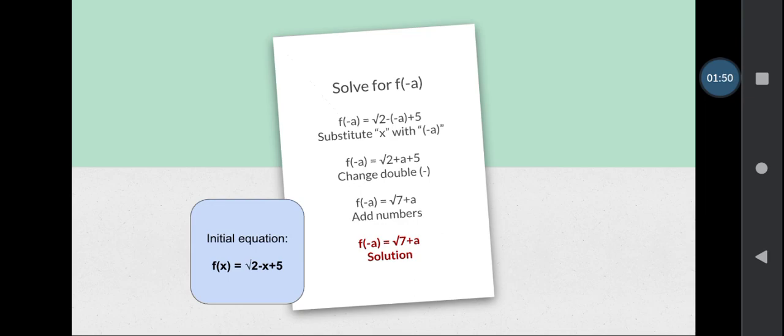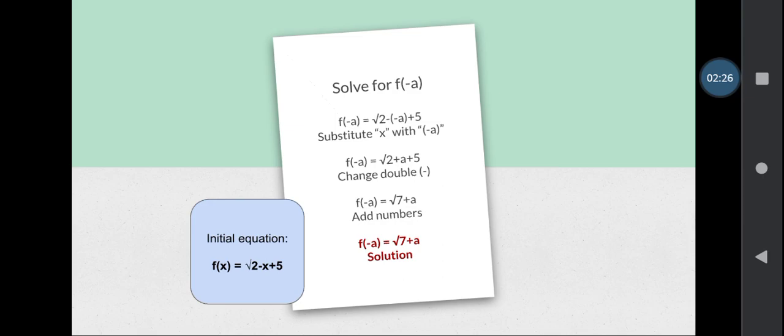For our next equation, we are going to solve for f of negative a. Once again, our initial equation is f of x equals the square root of 2 minus x plus 5. Once again, we substitute our x, but this time, instead of negative 3, it's going to be negative a. That gives us f of negative a equals the square root of 2 minus negative a plus 5. And once again, we have to get rid of our double negatives. That gives us f of negative a equals the square root of 2 plus a plus 5.